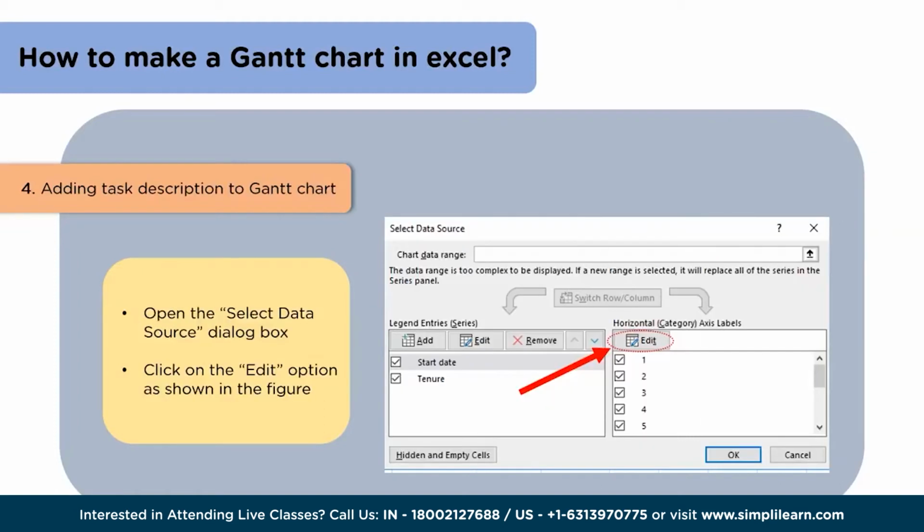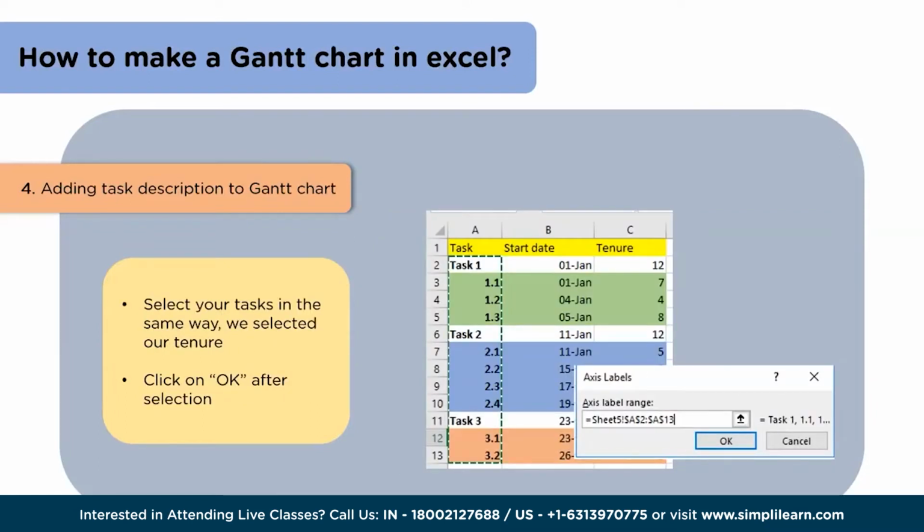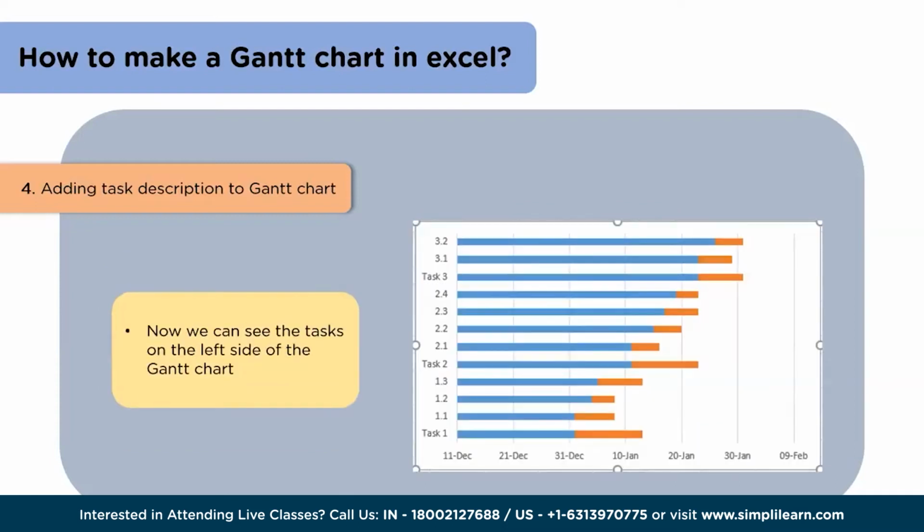The fourth step we have is adding description to the Gantt chart. Now we will open the box again and in that box we will select the edit option as shown in the figure. Then we will select the tasks as we had selected the duration of the tasks before and click on OK. We can now see the tasks have appeared towards the left side of the Gantt chart.